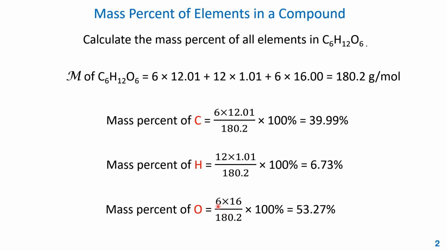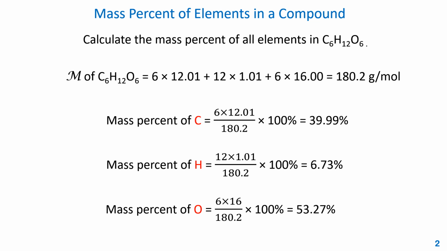The last one is oxygen. There are 6 oxygen, so 6 times 16, that's the molar mass of oxygen, divided by 180.2. The percentage is 53.27%. Okay, so as long as you know the formula of the compound, you can calculate the mass percent of each element based on the molar mass.